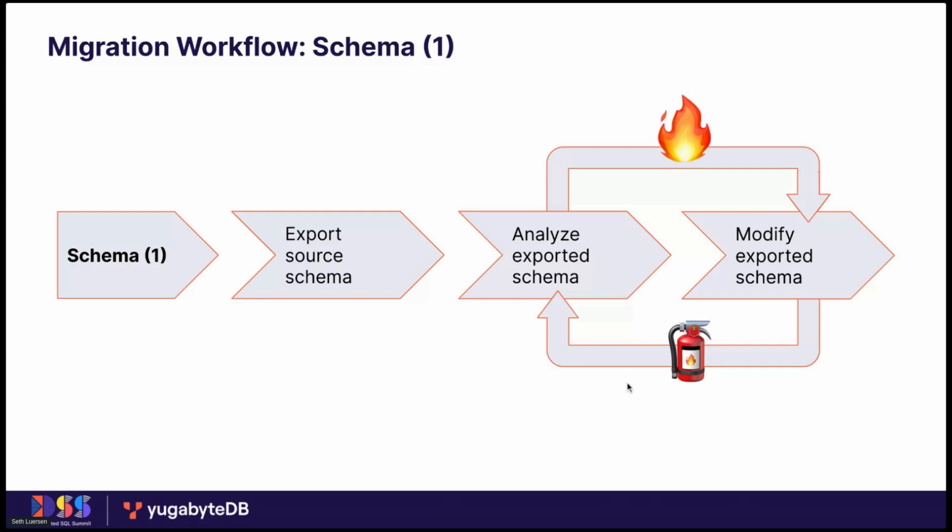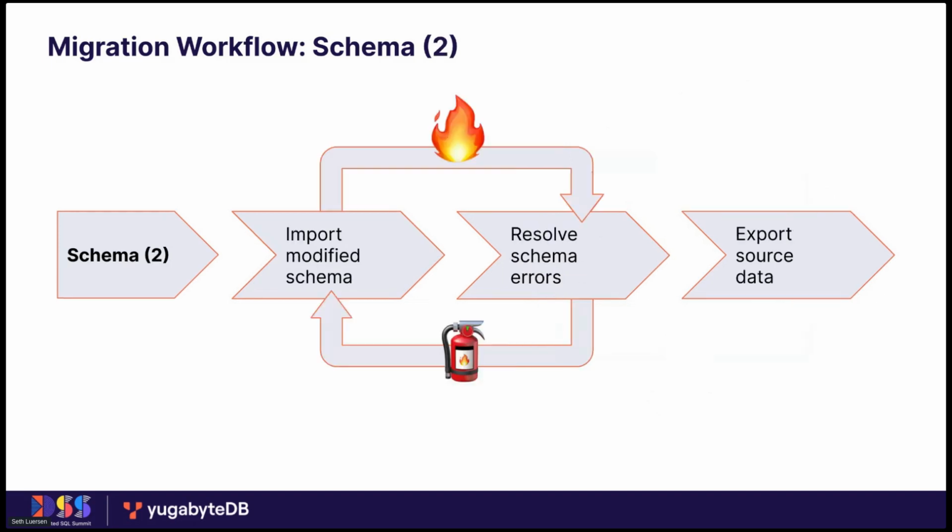So we're going to export the source schema, and then we're going to analyze that exported schema, and we're going to modify it. What you can see here, I have the fire symbols and the fire extinguisher because we're going to find errors. Whenever we're using tooling to do its best job to migrate our data definition language scripts, we're just going to run into some level of errors in syntax. 95% of everything is going to be taken care of, right? But that's the remaining bucket. We're just going to have to manually intervene and put out those fires. So we're going to go through that process in today's workshop.